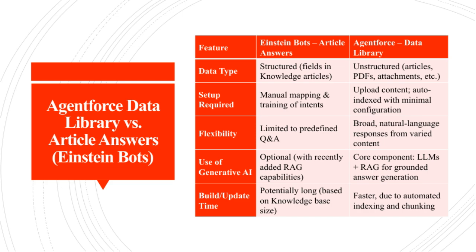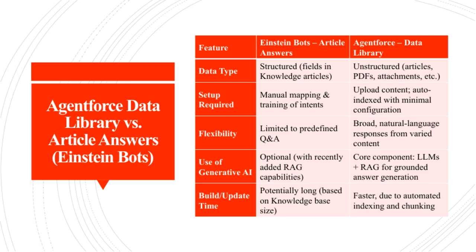Now, regarding the use of generative AI, Einstein bots have made recent strides by adding retrieval-augmented generation capabilities, but it's still optional. Conversely, Agentforce relies heavily on large language models combined with RAG as a core component, ensuring that answers are grounded in the actual content.